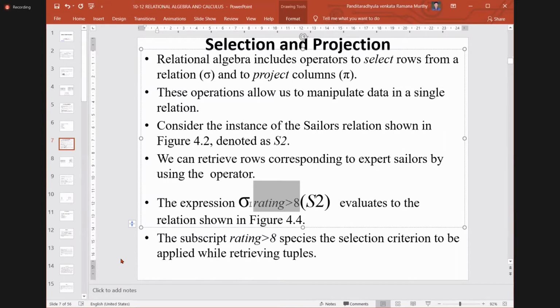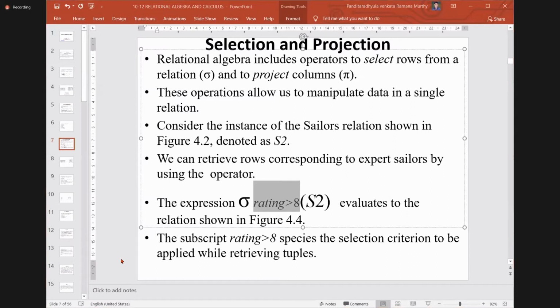This is the select operator. What it will do is retrieve qualified rows from the table. How are we going to qualify a particular row in a table? The qualification is based on some predicate or condition. The predicate is the condition, and the required information is available in an instance of the table called S2.